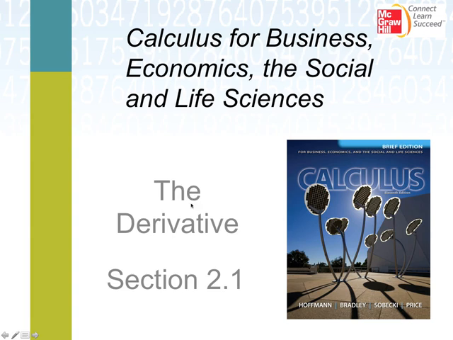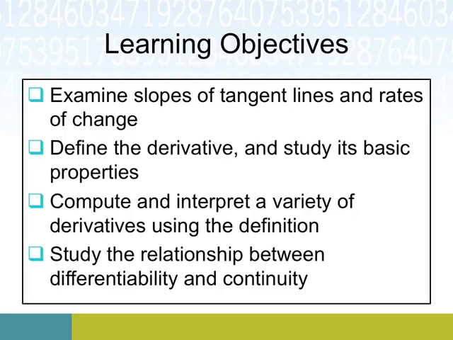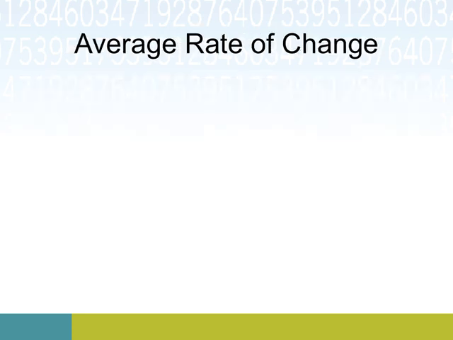We're moving on to a new chapter, Section 2.1, which is the derivative, kind of the pivotal concept for our whole quarter, actually. We're going to take a look at some of the preliminary stuff to get there, and that's our first learning objective. Examine slopes of tangent lines and rates of change. So before we get to the derivative, which is its own special kind of rate of change, we'll talk about one that you've probably encountered before.